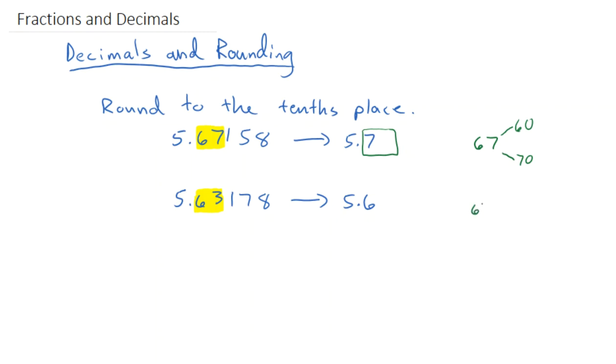Whereas down here I have a 63, and I'm asking myself, is that closer to a 60 or is that closer to a 70? Well, 63 is closer to a 60, so essentially I'm changing those 2 digits into a 60, but I'm dropping the 0 because it's unnecessary in decimal land, and we're asked to round to the tenths place. So that's the idea when we talk about rounding to the nearest.